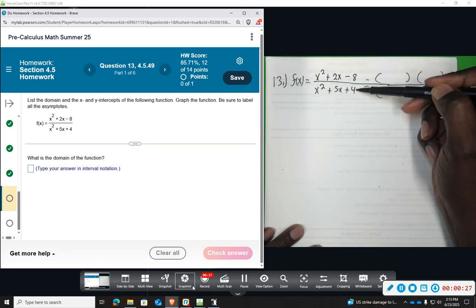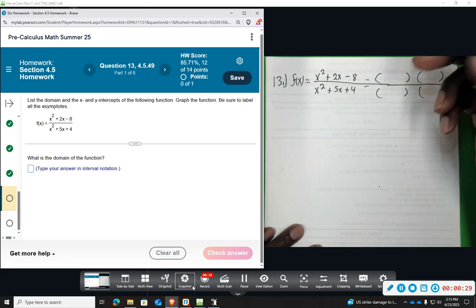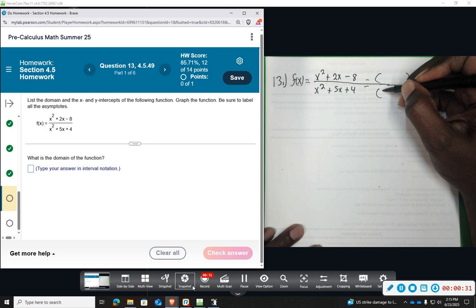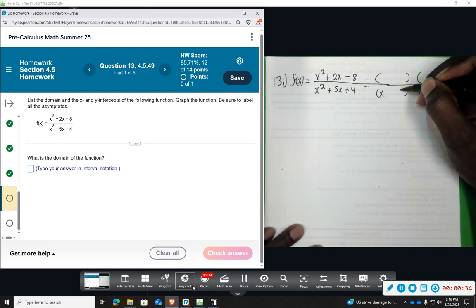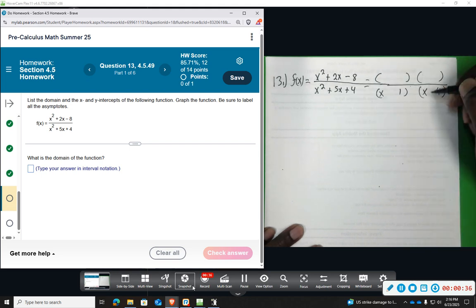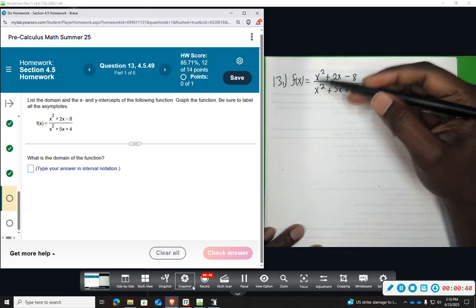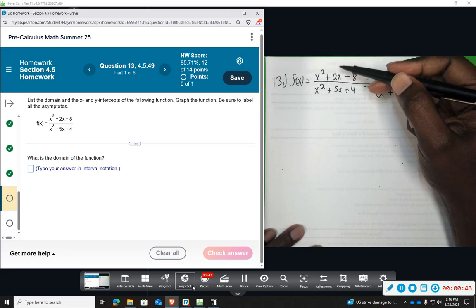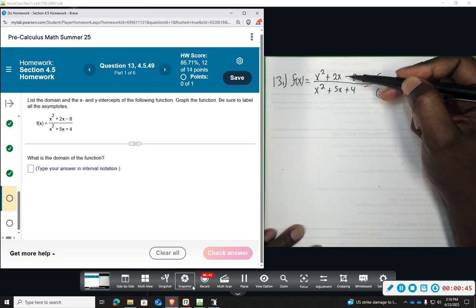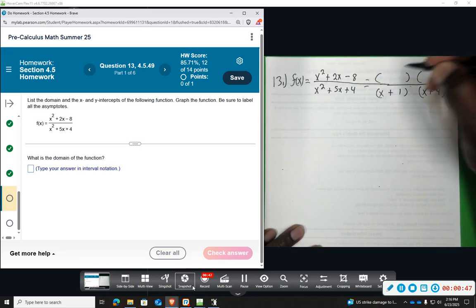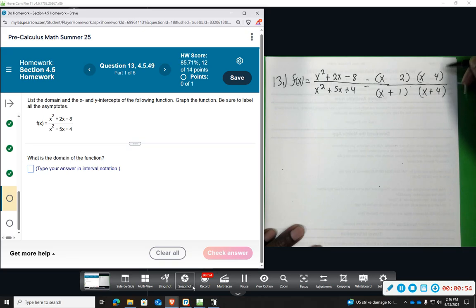So I'll do 1 times 4, and the factors of 4 are 1 and 4. I want to add to get 5, and so that will work out. So 1 and 4, both numbers will be positive. On the numerator, 1 times 8 will give me 8, and I want to find factors of 8 that when I subtract will give me 2, and that would be 2 and 4. 4 times 2 is 8. I want to get a positive 2, so that means the 4 needs to be positive. This needs to be negative.